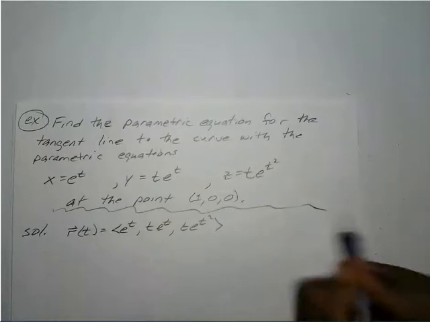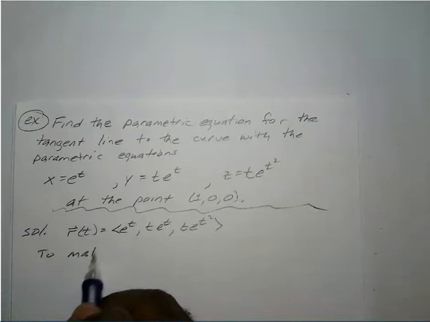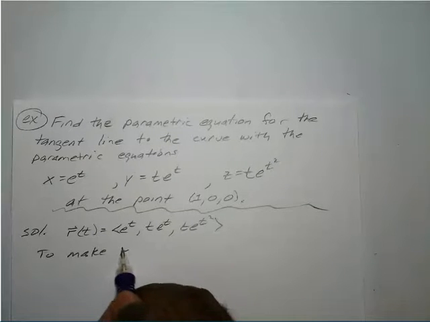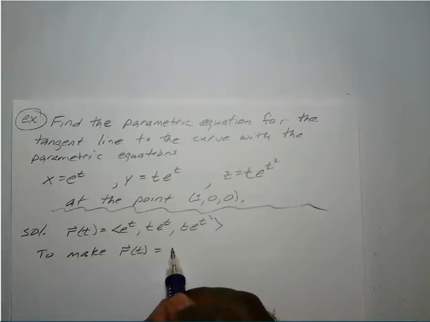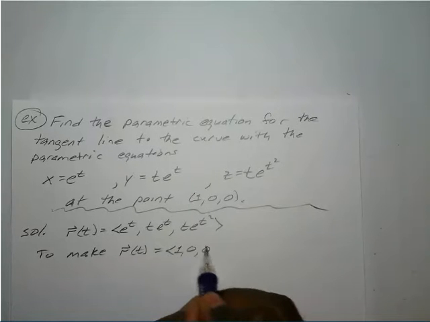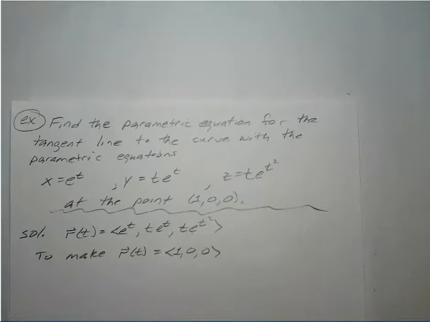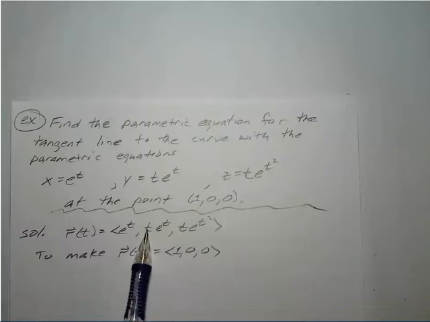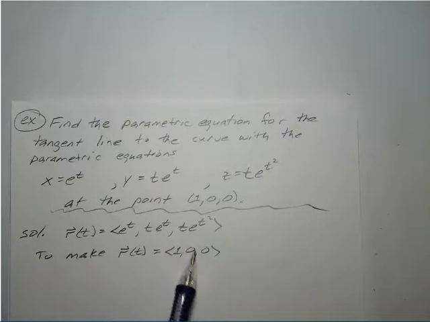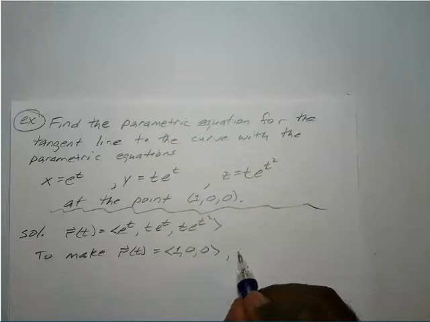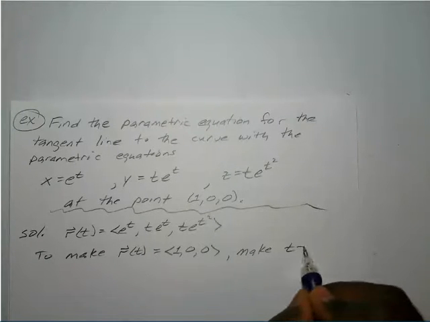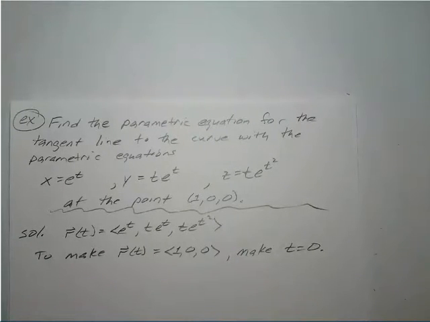So to make r of t equal 1, 0, 0, how do we do that? Well, easily enough, we just make t equals 0. E to the power of 0 is equal to 1. 0 times whatever is going to equal 0, and 0 times whatever is going to equal 0. So we just make t equals 0. Now, it won't always be t equals 0, but for these examples, it just happens to be t equals 0.